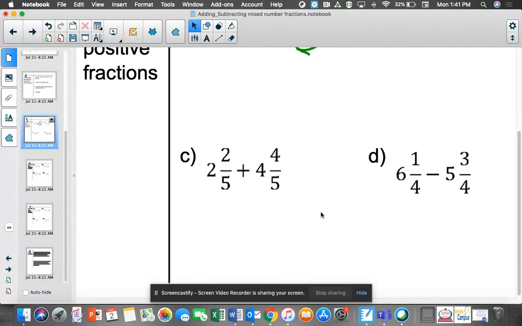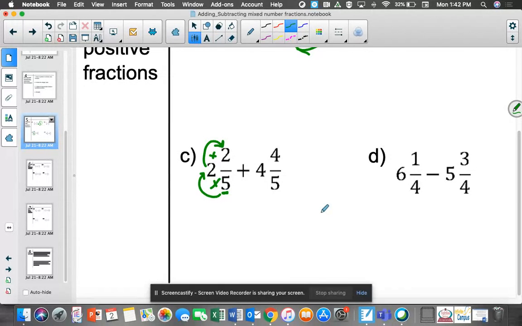C, so the first thing that we have to do is change this mixed number to an improper fraction. So we take 5 times 2 plus 2. So we're just going in a circle. 5 times 2, take that answer, and we add 2. So 5 times 2 is 10, and then we add 2, which is 12. So we have 12/5.